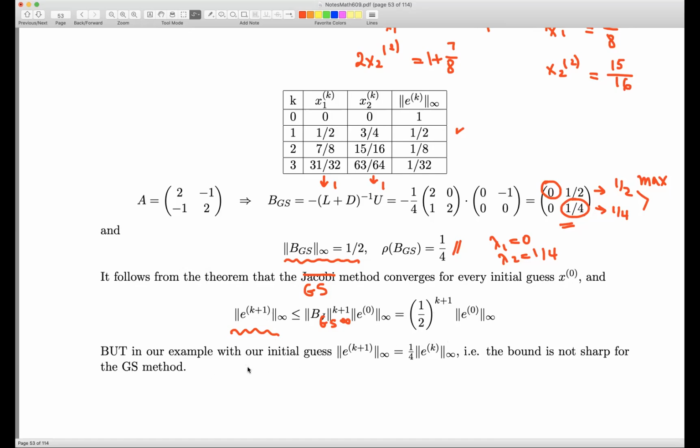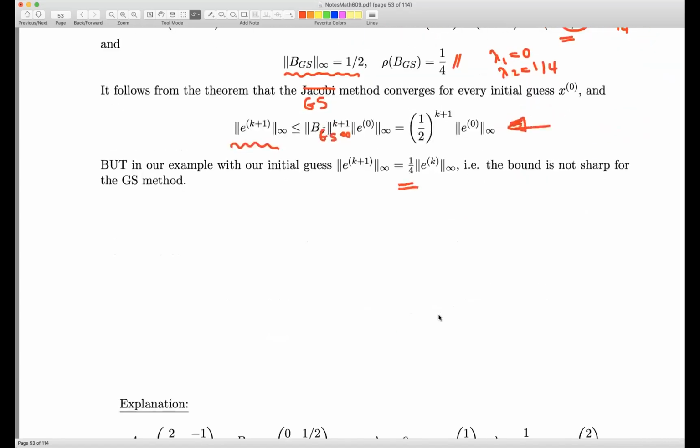But in our example, with our initial guess, we are observing that the infinity norm of the error at step k+1 is roughly 1/4 the infinity norm of the error at step k. You can see 1/2 times 1/4 is 1/8, 1/8 times 1/4 is 1/32, and so on. So the error bound given by the theorem is not a sharp bound for the Gauss-Seidel method in this particular case. It is a bound which guarantees convergence, but it is not the best bound.